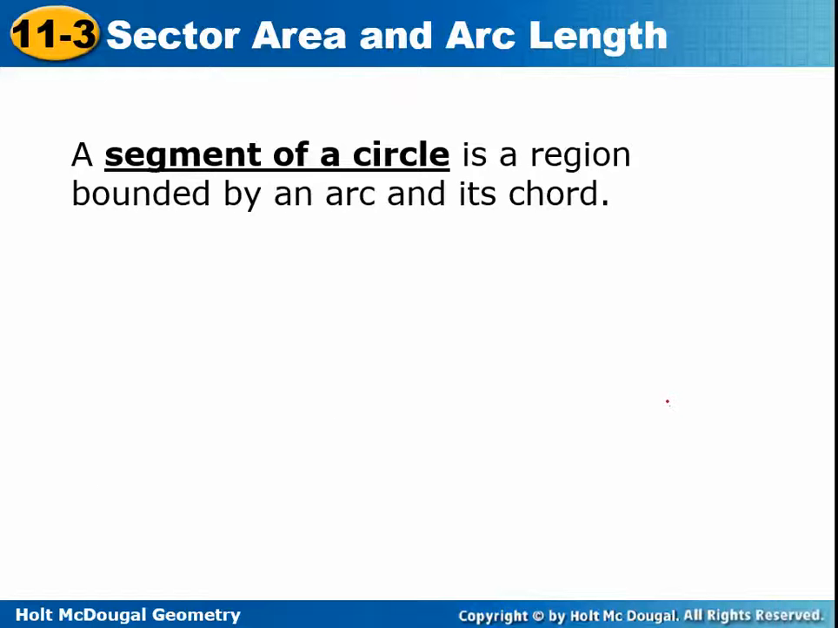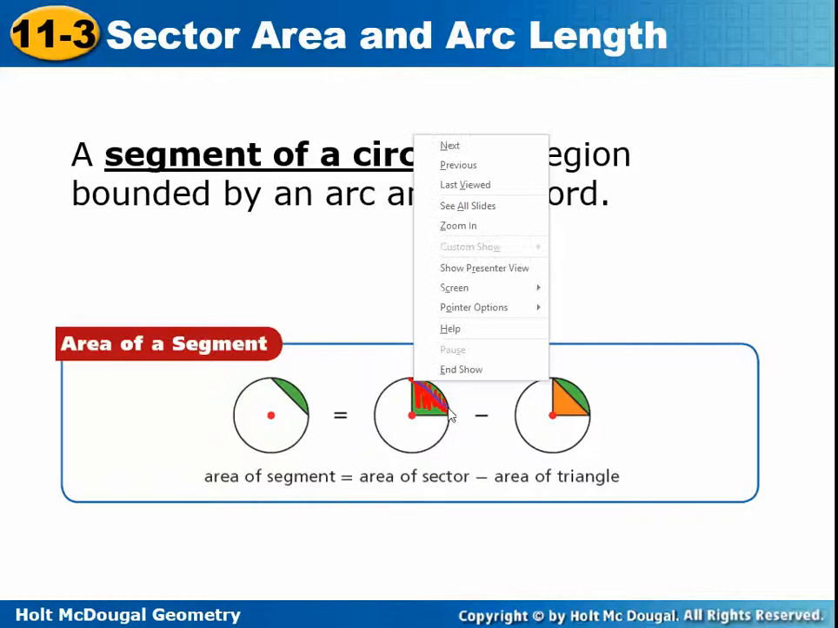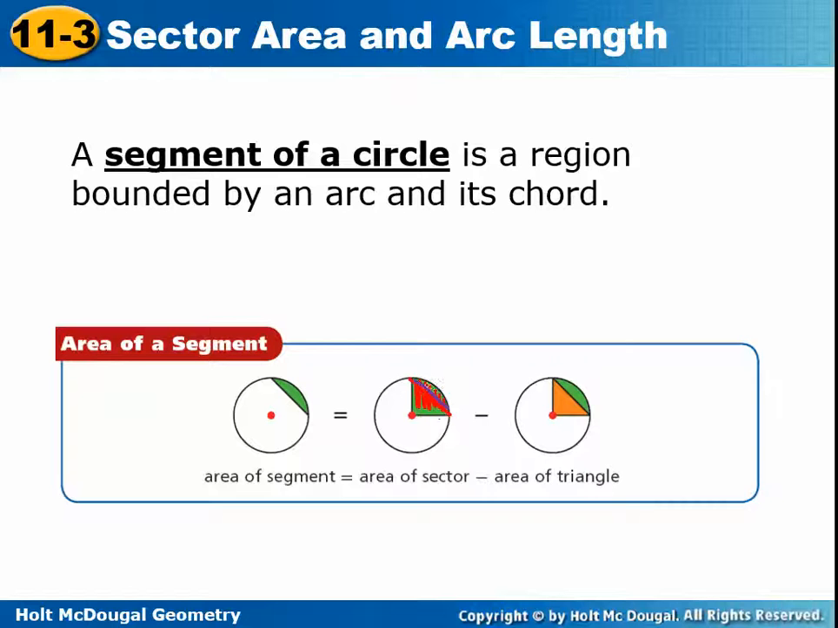Okay, here's another definition. Segment of a circle. It's a region bounded by an arc and its chord. A segment of a circle is just a little piece. We have an area of a sector, which is that piece of pie, right? And then if you draw the chord connecting the endpoints of that sector, then you've got just this little piece of crust left over. That's called a segment.